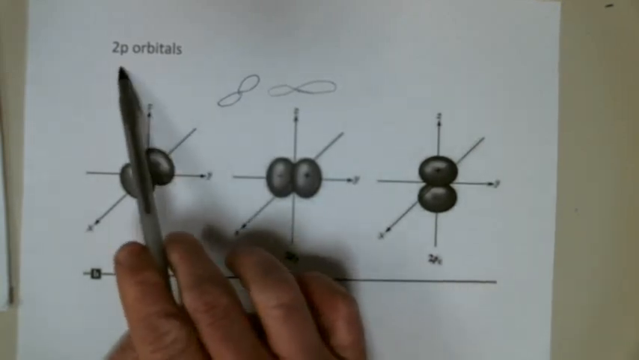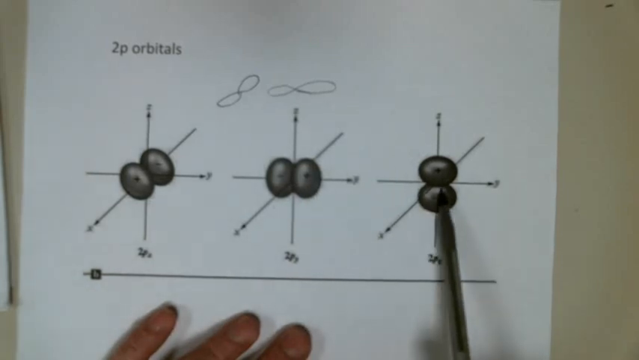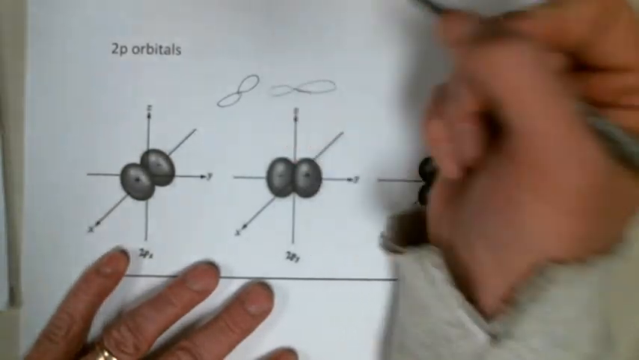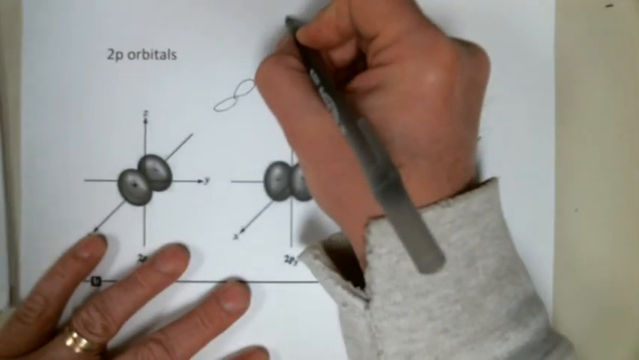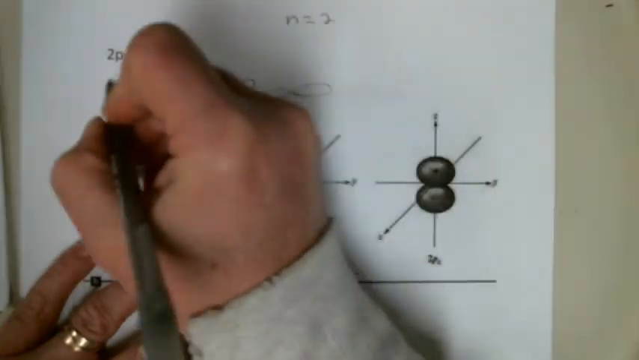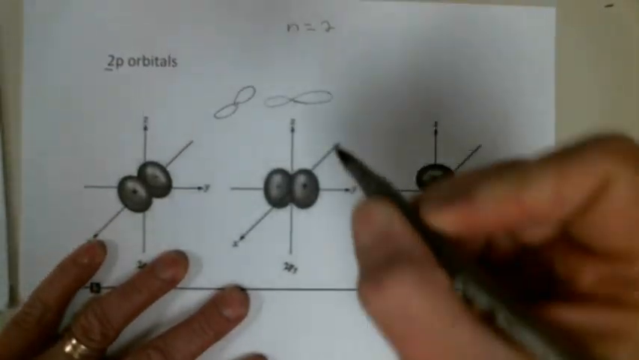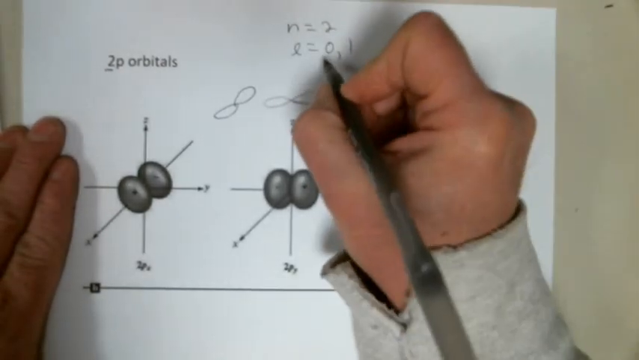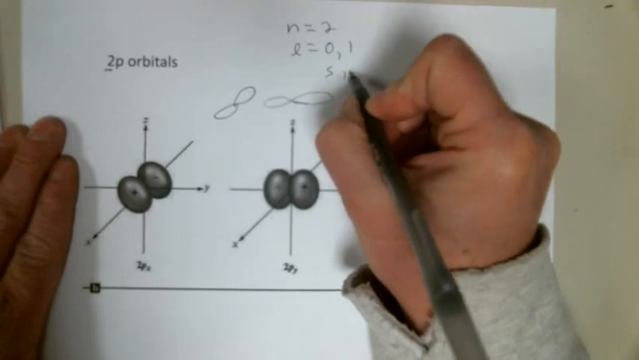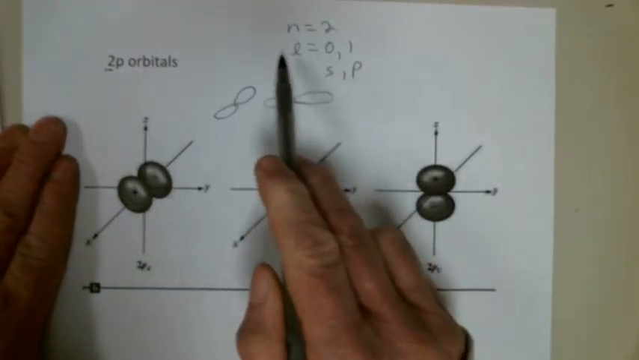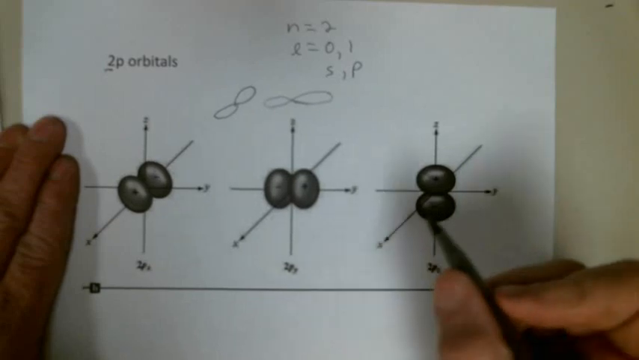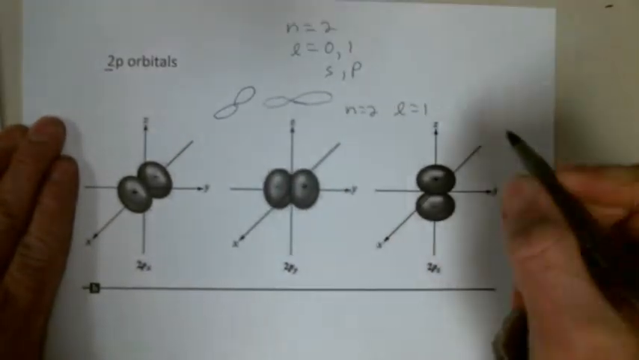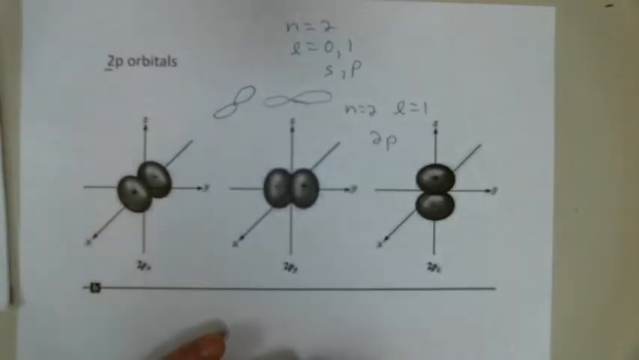So in the p subshell, there are 3 different orbitals. And you remember why that is, right? So what were the quantum numbers again? n equals 2, that's what this is. And when n equals 2, l can equal 0 or 1. The 0 is an s, the 1 is a p, right? So these orbitals are for n equals 2, l equals 1, which is a 2p orbital.